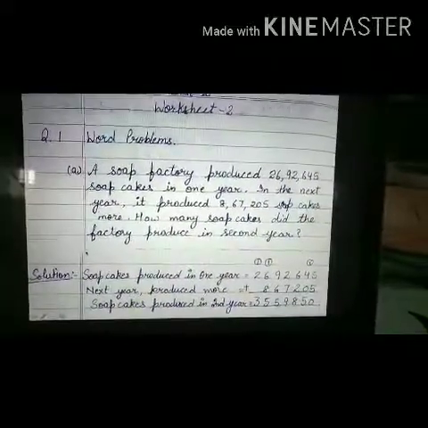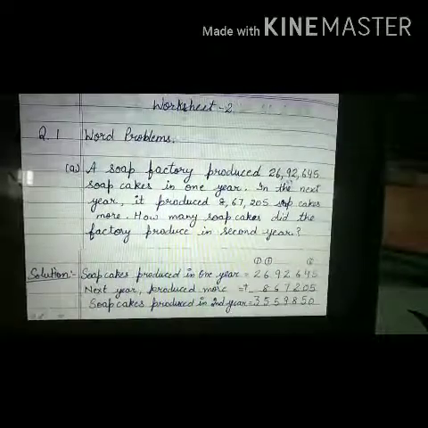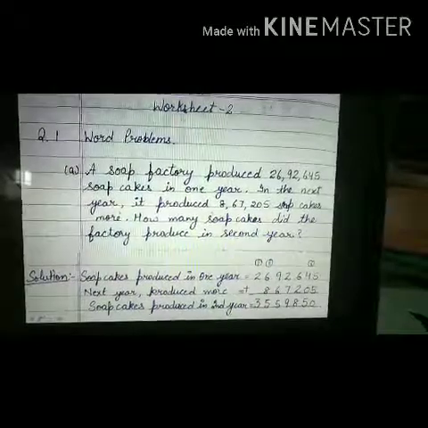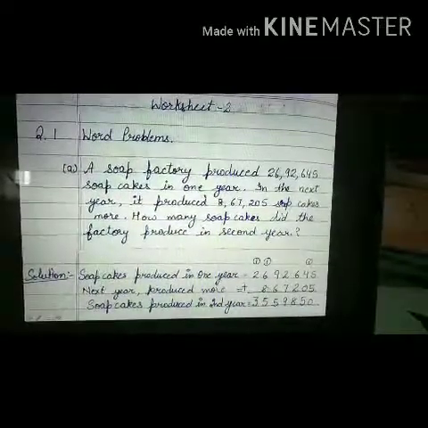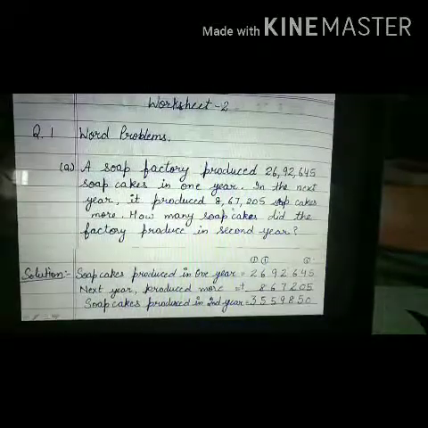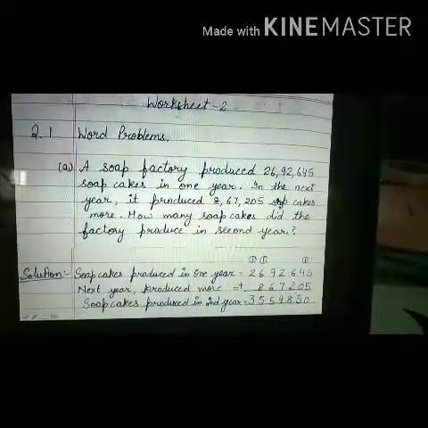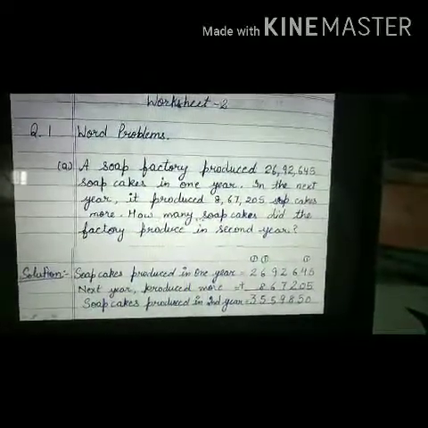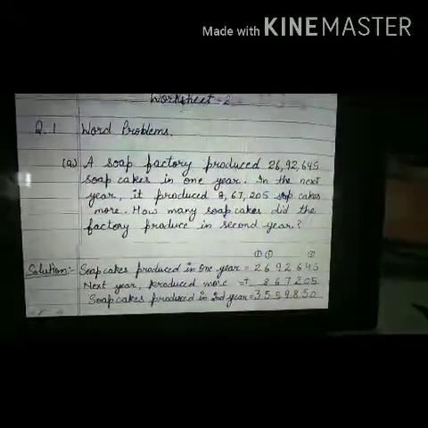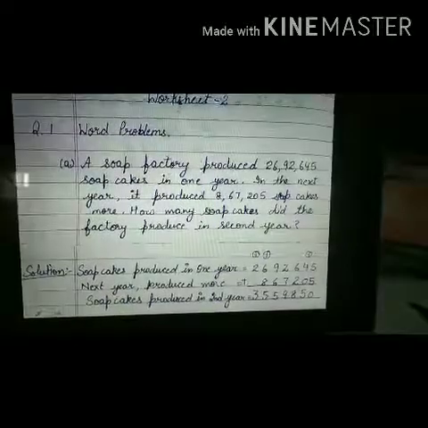A soap factory produced 26,92,645 soap cakes in 1 year. In the next year, it produced 8,67,205 soap cakes more. How many soap cakes did the factory produce in second year? So, which operation will apply?